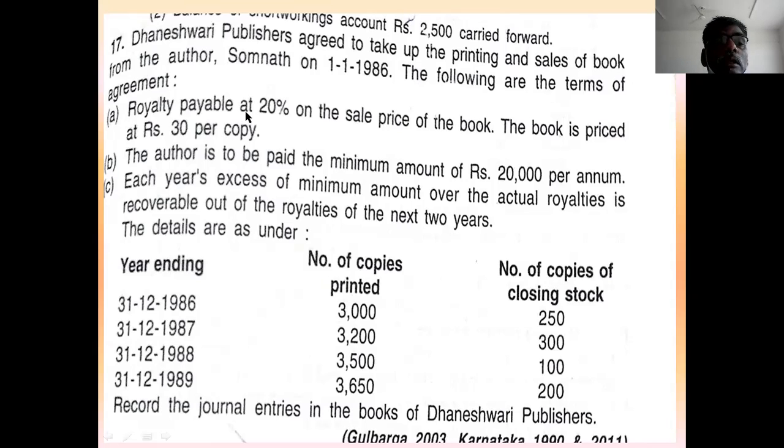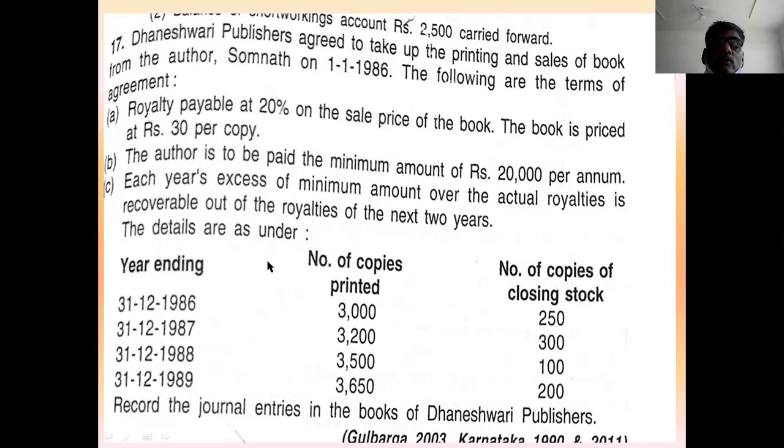Okay. First point is clear. And second is the author is to be paid minimum amount of 20,000 per annum. 20,000 per annum is the minimum rent. Second point clear. And third point is each year excess of minimum rent over the actual royalty is recoverable out of the next 2 years. Next 2 years means floating 2 years, floating time. Okay. 3 points completed. First is rate of royalties 20% on sales. Second is minimum rent 20,000. Third is recovery of short working next 2 years.